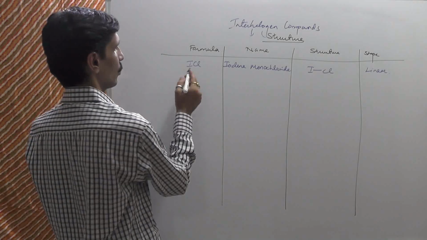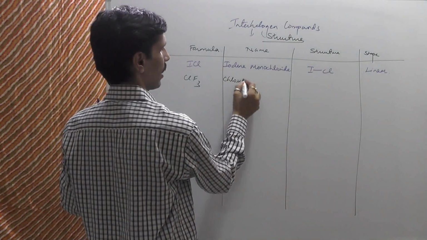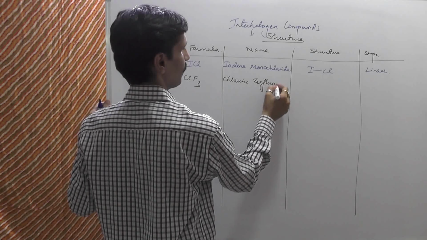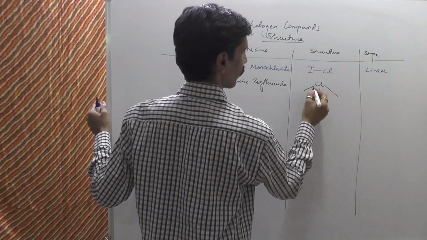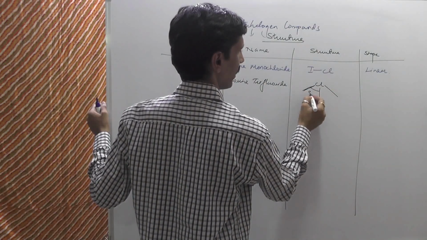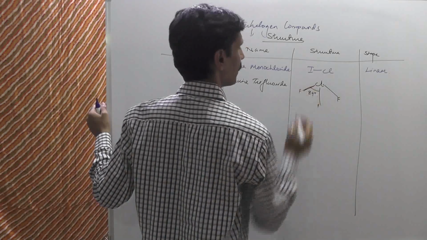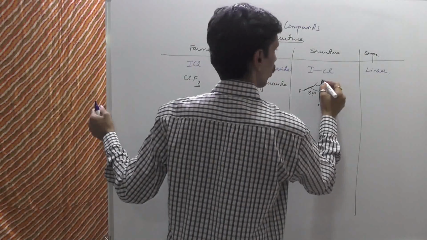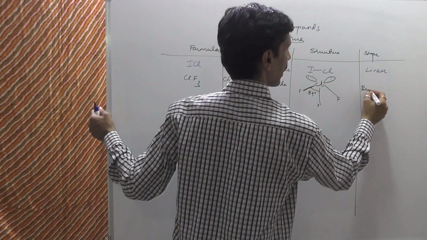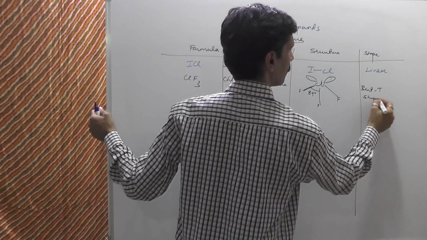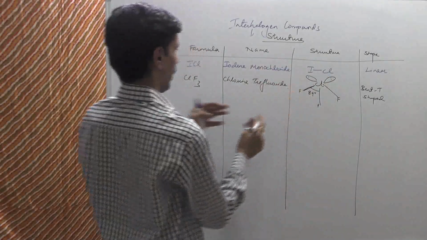Next one is ClF3, chlorine trifluoride. Now here, friends, the structure is like this: 89 degrees, F, F and F. Okay, and here two lone pairs will come, this is one lone pair and this is the other lone pair, and we call this a bent T-shaped structure. If you draw it like this it is a T, the English letter T, which has been bent.